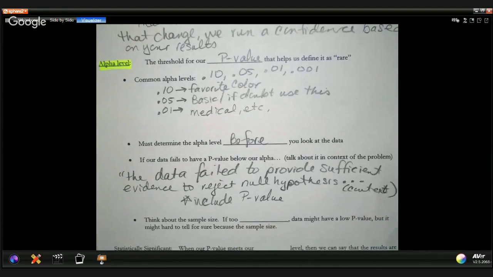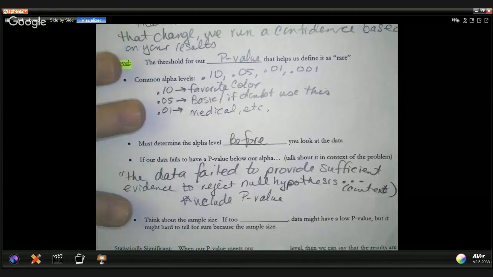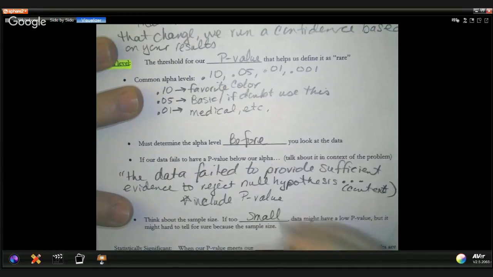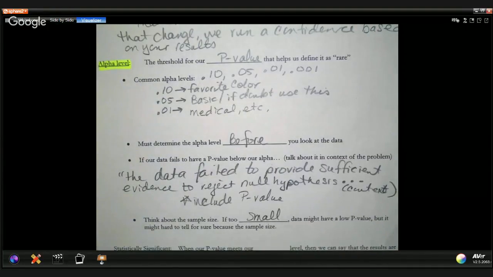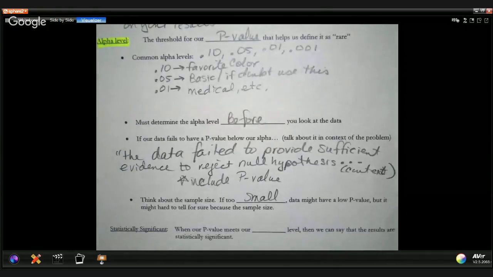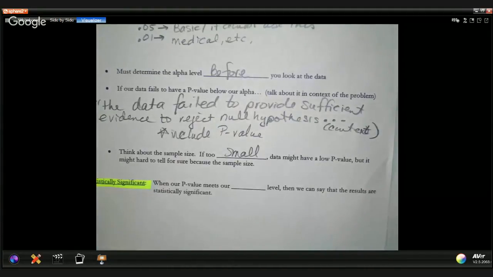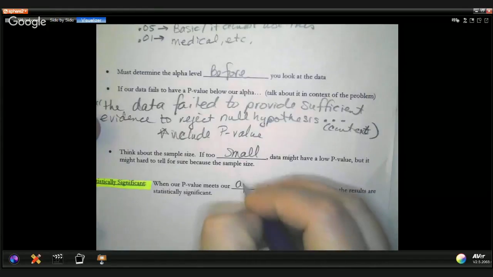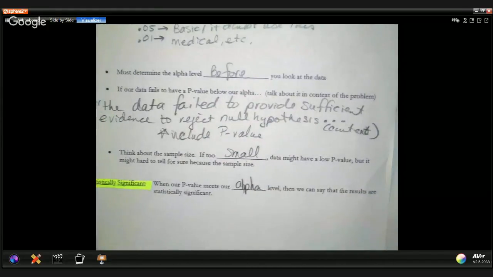One thing that's important is you got to think about your sample size. If it's too small, the data may have a low p-value, but it might be hard to tell because of the sample size. Remember, the larger the sample size, the more accurate things tend to be, and the smaller the deviation is. All right, last thing, statistically significant. When our p-value meets our alpha level, we can say that we found something statistically significant.